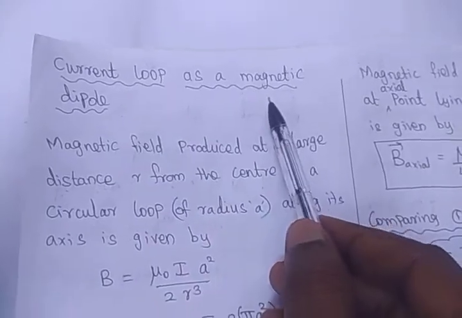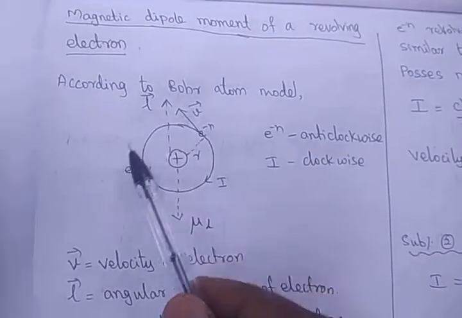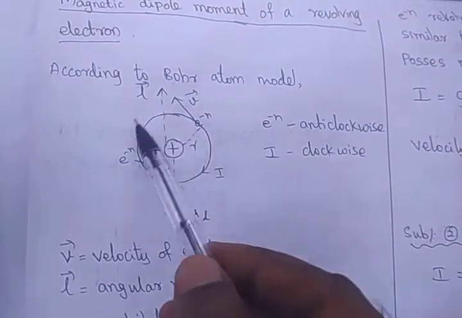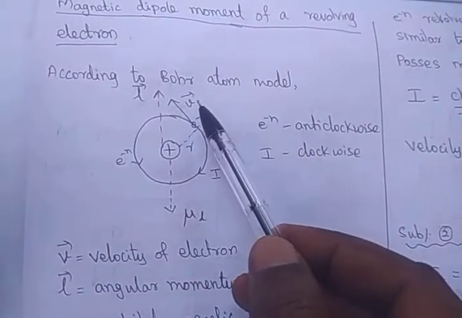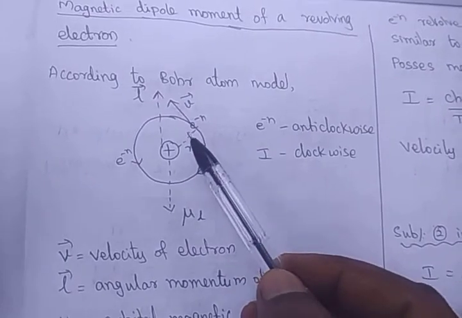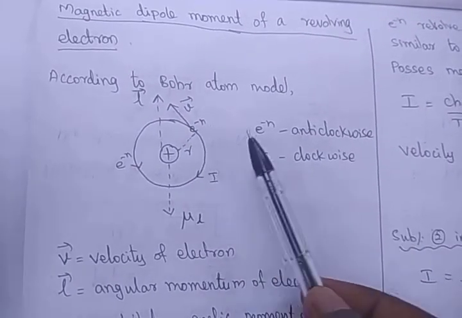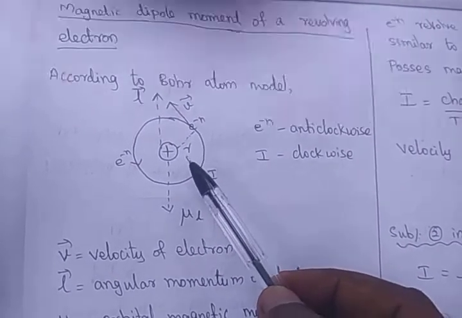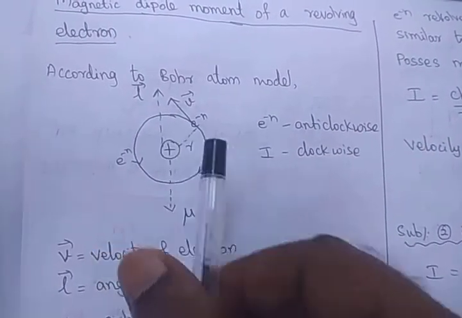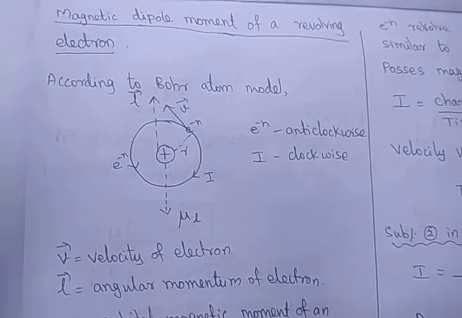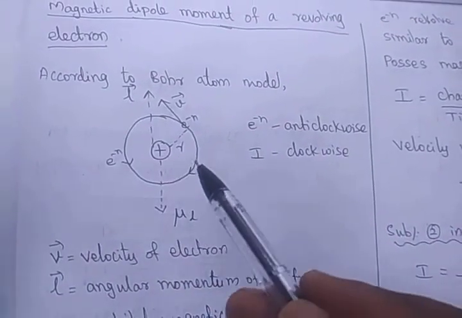What we have studied is that a circular loop has a magnetic dipole. This is similar to the circular loop. The electron's revolving direction is this one, and the current direction is clockwise. This is similar to a current loop, and this current loop has a magnetic dipole moment. That magnetic dipole moment direction is downward according to the right hand thumb rule. These things we are going to see in detail now.